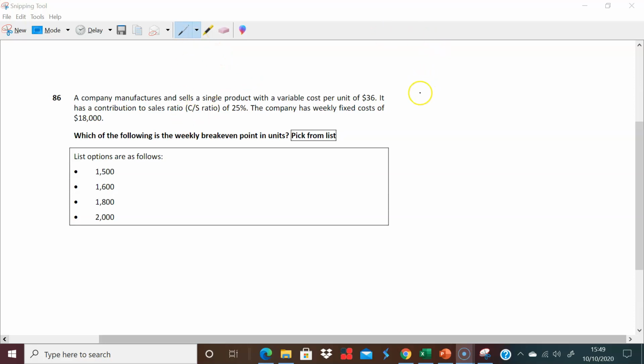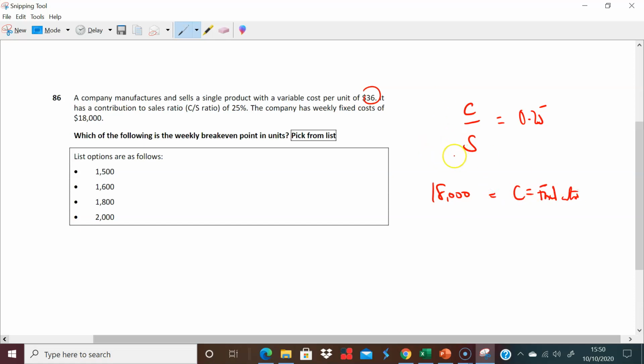Okay, so here's question 86, till we get to cover a few more questions over the next 10 minutes. A company manufactures and sells a single product with a variable cost of 36. It has a contribution to sales ratio, so we know that C over S is equal to 0.25, or 25%. The company has weekly fixed costs of $18,000, and we know that at break-even, contribution is equal to fixed costs.